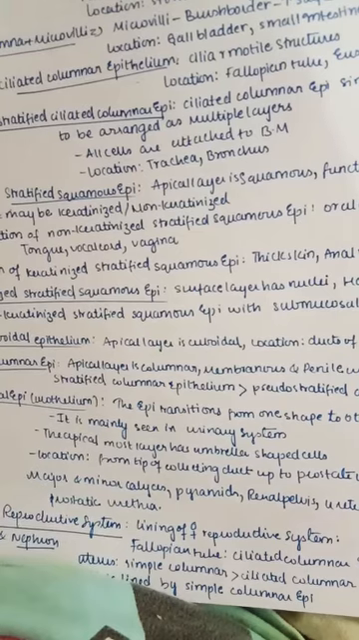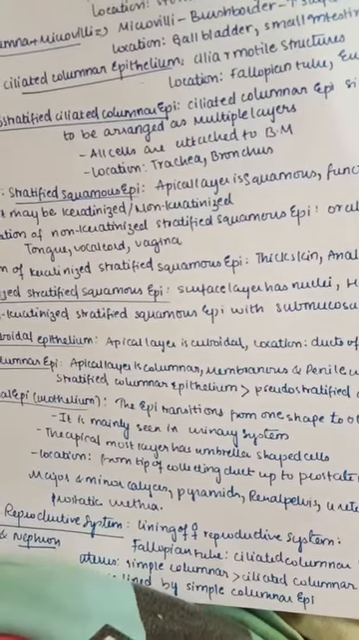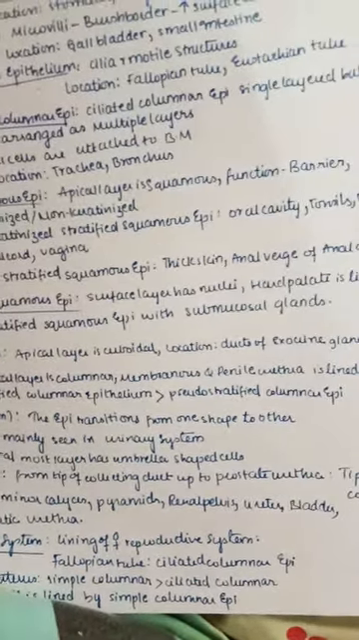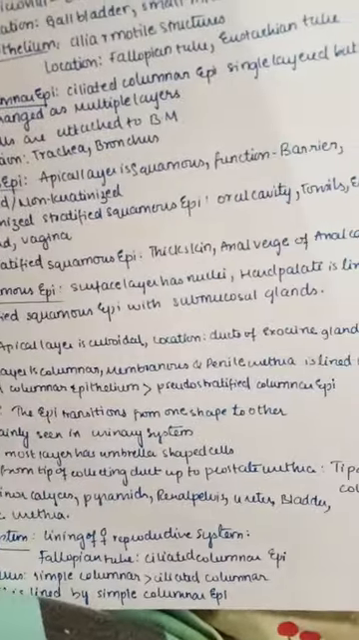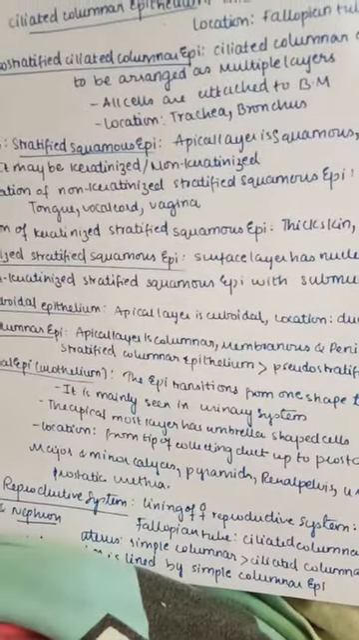The apical-most layer has umbrella-shaped cells, and the location is from the tip of the collecting duct up to the prostatic urethra. The tip of the collecting duct is where it arises from. And the major and minor calyces, pyramids, renal pelvis, ureter, bladder and prostatic urethra, all of these are mainly lined by urothelium.